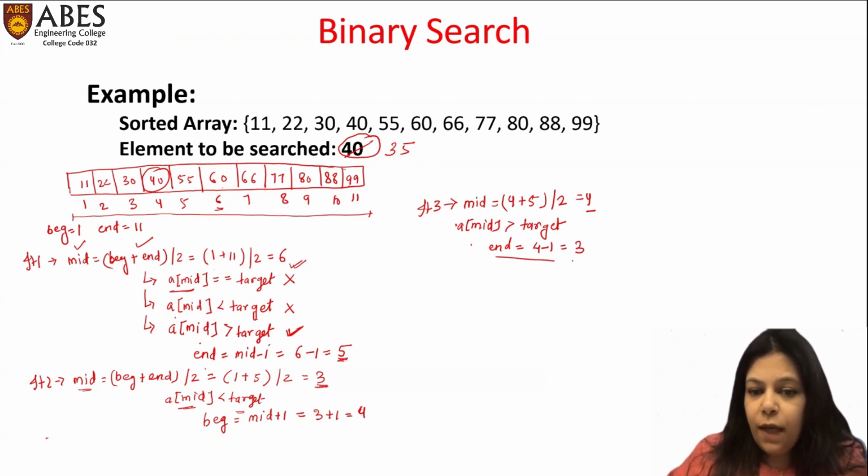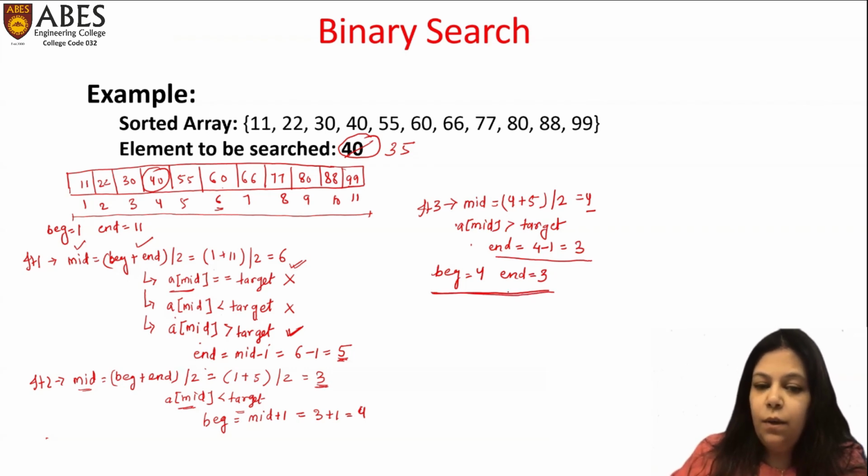So at this point of time, you can see that beginning is holding the value 4, while end is holding the value 3, which shows us that the interval or the effective array in which we are looking for the target value has become empty. So this is a condition where we say that the search is unsuccessful.